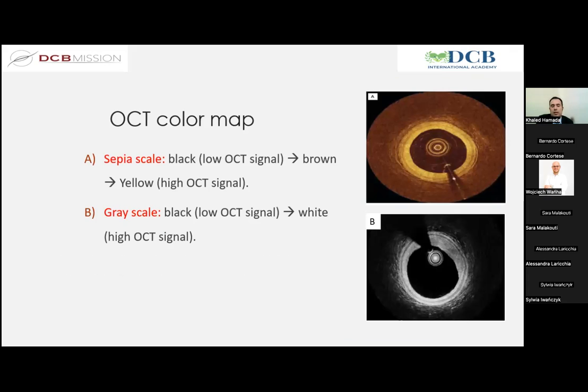The OCT images are shown in what's called a color map. We have two color maps. The sepia scale ranges from black, which gives a low OCT signal, to brown, and the highest is yellow, which represents a high OCT signal. The gray scale ranges from black, which is the low OCT signal, to white, which is a high OCT signal.